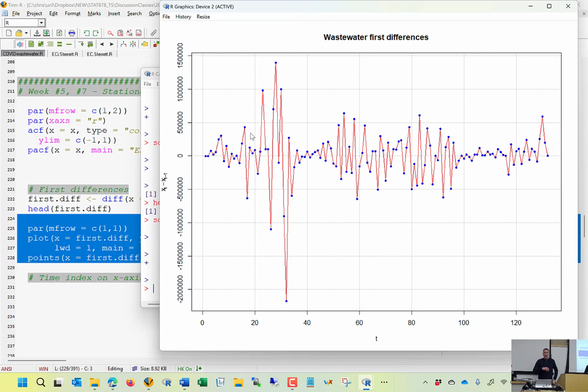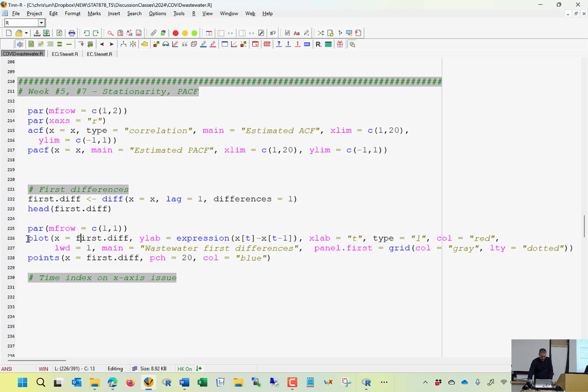Now, something else I want to point out here is an issue that I have not brought up before. Look at my code here to plot the first differences: plot x equal first.diff. What R is going to do is plot the first differences versus an index. So the first difference is going to be plotted relative to the x-axis value of 1. The second one, a value of 2.